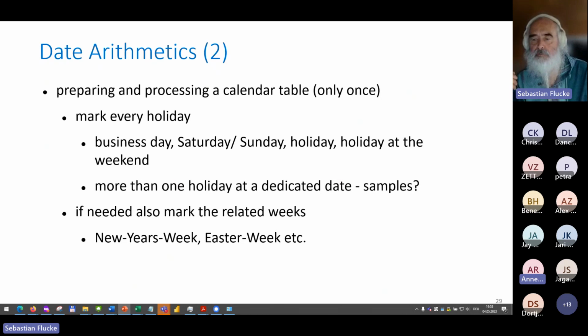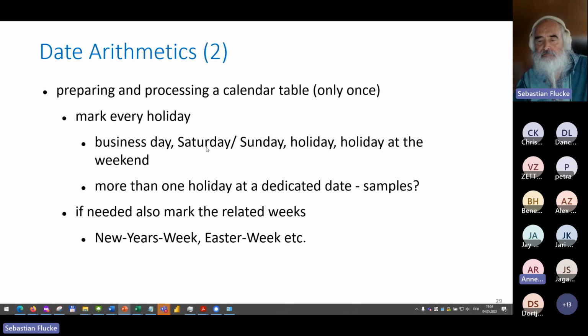In German, for example, it is possible that the holiday Christi Himmelfahrt, which is a moving holiday related to Easter, can be on the same day in the calendar as the 1st of May, which is also a holiday in Germany. So it can happen that we have 2 holidays on the same date. That happens in 2008, I think. Okay, that makes things a little bit more complicated, but we can deal with that.